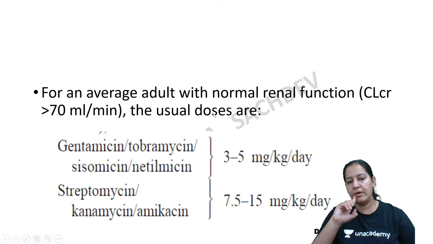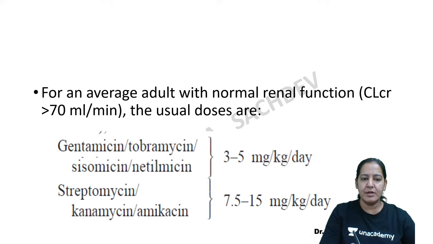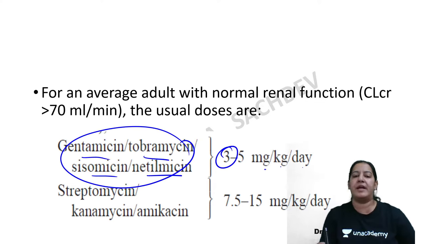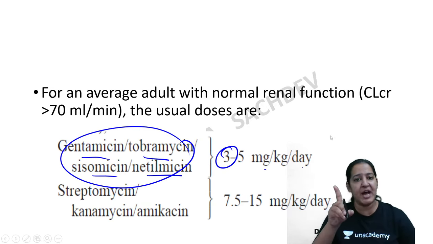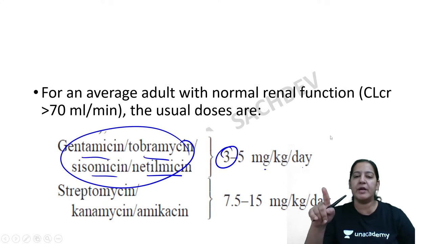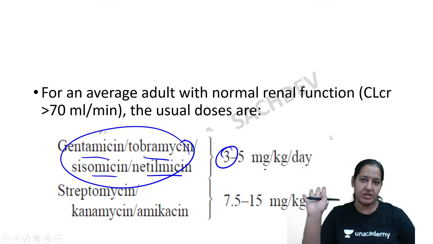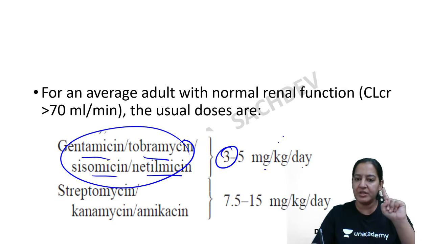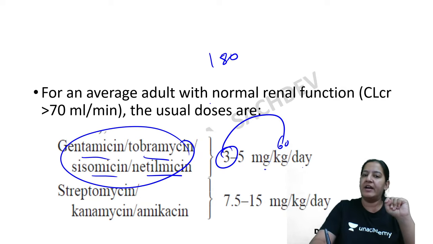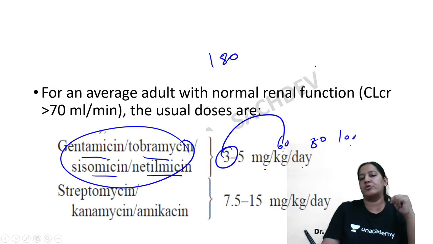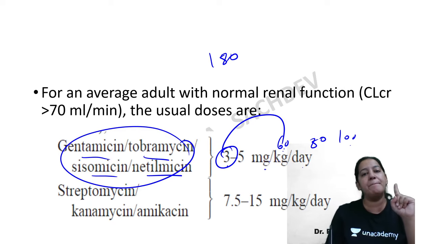So what is the dose? Learn the dose of gentamicin, tobramycin, sisomicin, netilmicin. For all of these the dose is 3 mg per kg per day. Weigh your patient. You should have a weighing machine at your clinic. Your assistant or you should weigh the patient. Whoever is coming to your clinic, always check the weight, and according to the weight, decide the dose. It is not that the same tablet is for everyone. If the weight of the patient is 60 kg, 60 times 3 is 180. 180 will be the dose. Maybe the weight is not 60, maybe 80, or the person is obese, maybe 100. So the dose will vary accordingly, but whatever it is, 3 mg per kg per day.